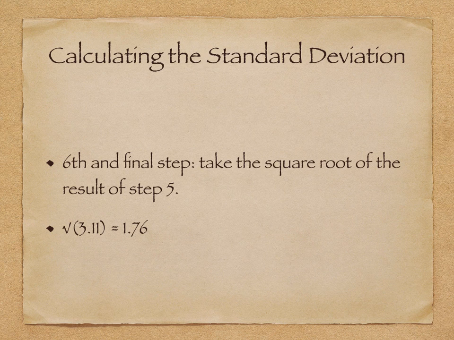The sixth and final step is to take the square root of the result of step 5. Therefore, you take the square root of 3.11, which gives you a standard deviation of 1.76.